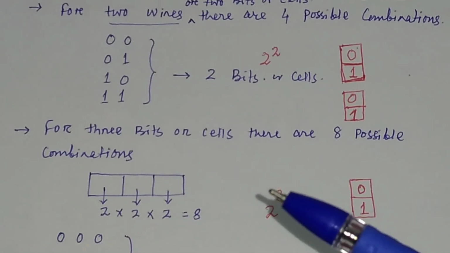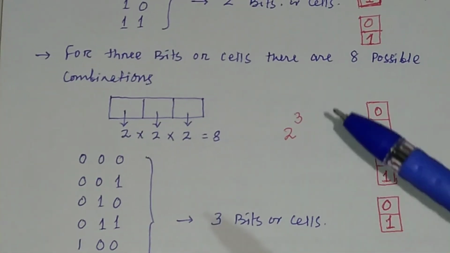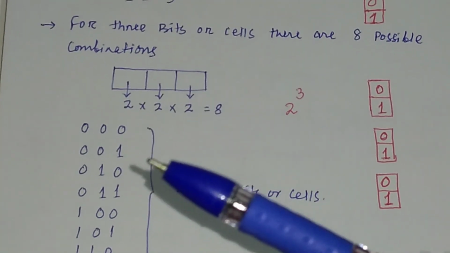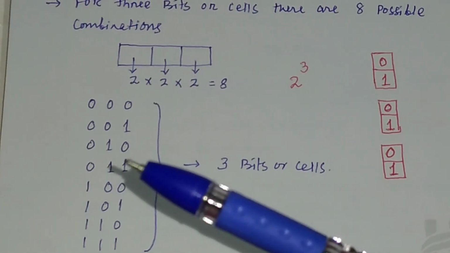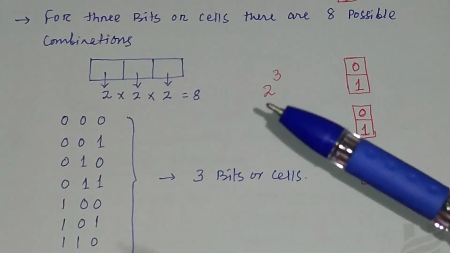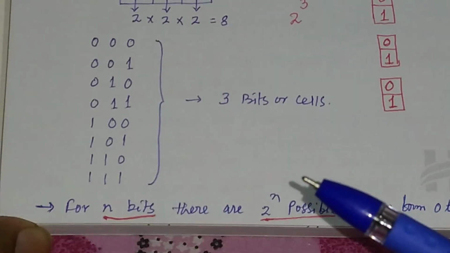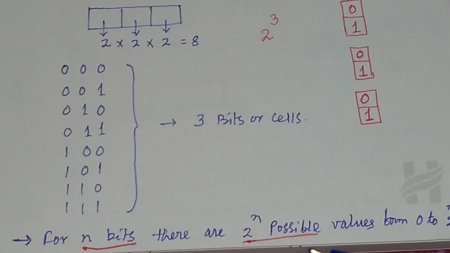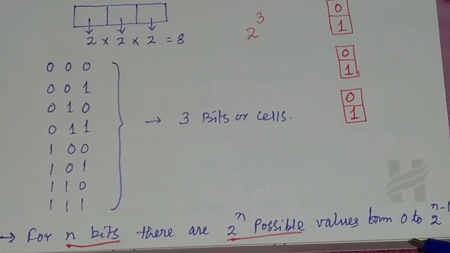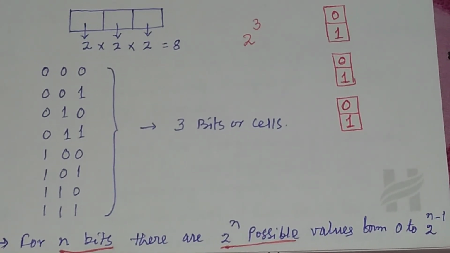Similarly, if you have 3 bits or 3 wires or 3 cells, then there are 8 possible combinations like this: 0 0 0, 0 0 1, 0 1 0, like this. You have 8 possible combinations. So the number of possible combinations will be 2 to the power 3. So for n bits, there are 2 to the power n possible values, that is the values from 0 to 2 to the power n minus 1.